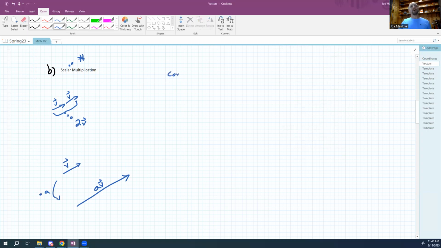The component-wise model is pretty easy. Oops, I could spell component.